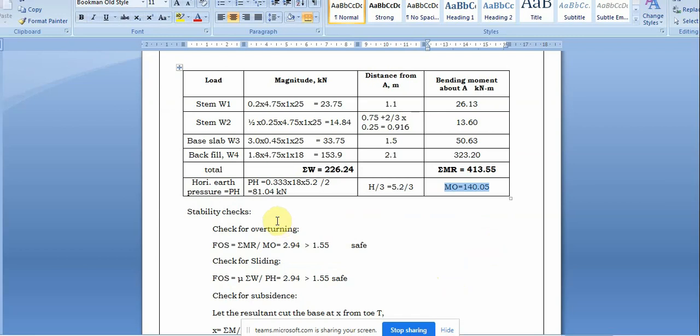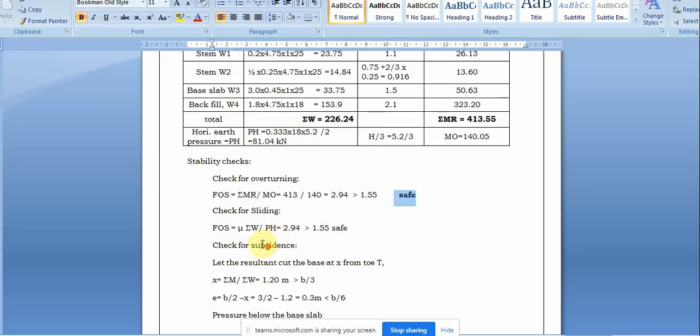So actually, let's check the stability here. Check for overturning. That is the summation of moment of resistance divided by the summation of overturning moment. We got 413 divided by 140. We get the answer as 2.94. That is greater than 1.55. Hence, it is safe against overturning.